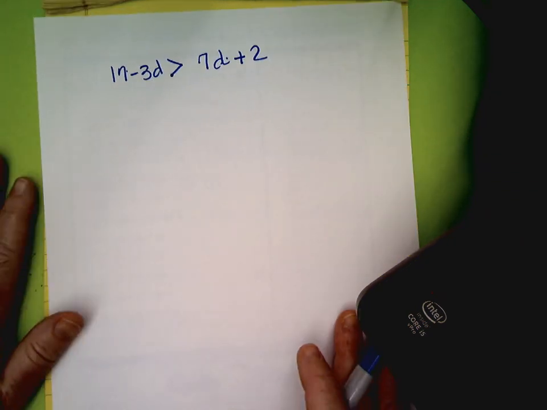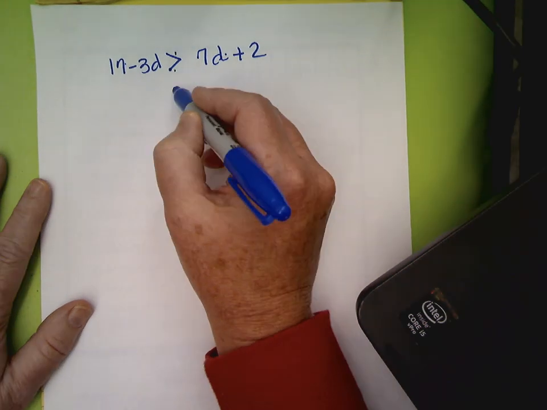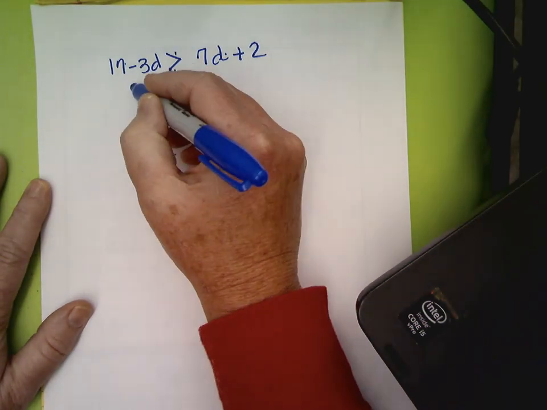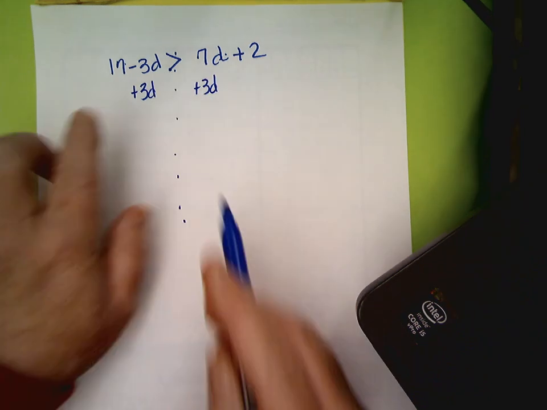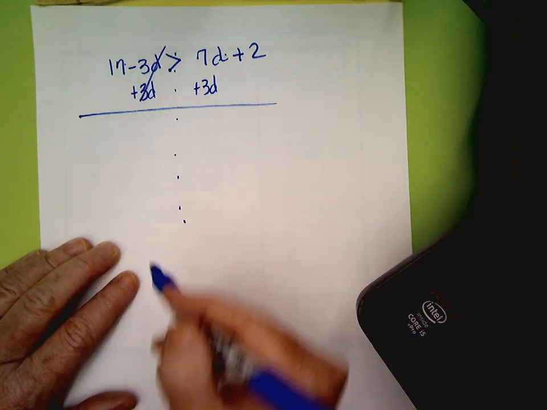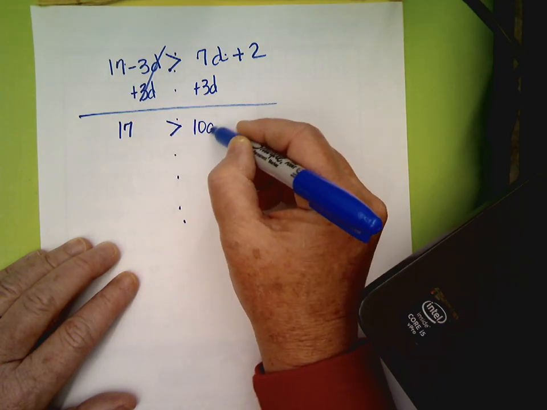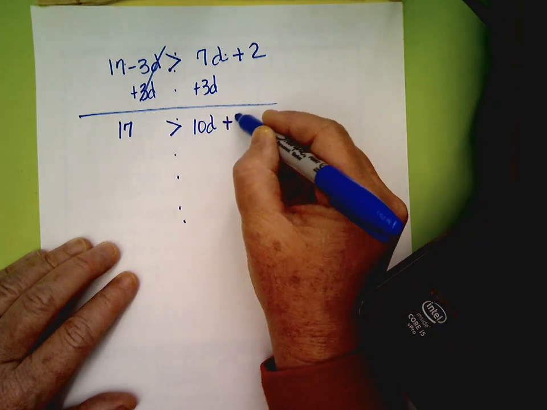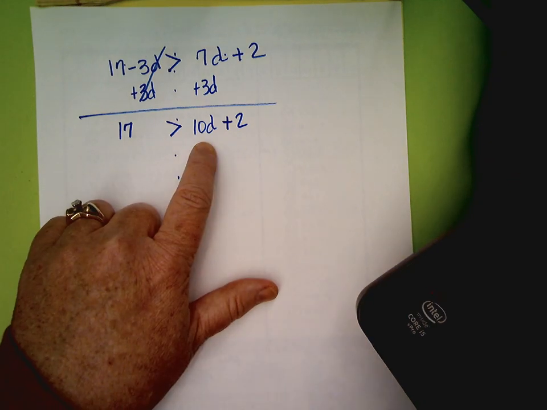I want to work this problem for you because it's going to work a little bit differently. I'm going to start with the same procedure. I'm going to add 3d to both sides because I want to get rid of that negative 3d. When I do that, this side only has a 17. This side has 10d plus 2.